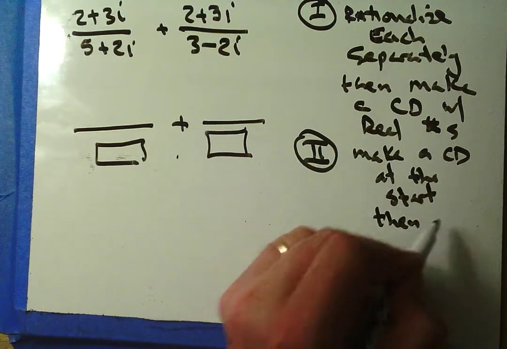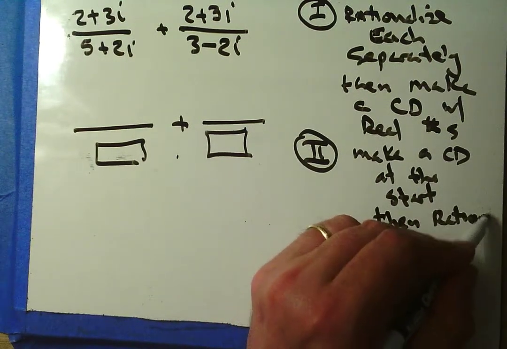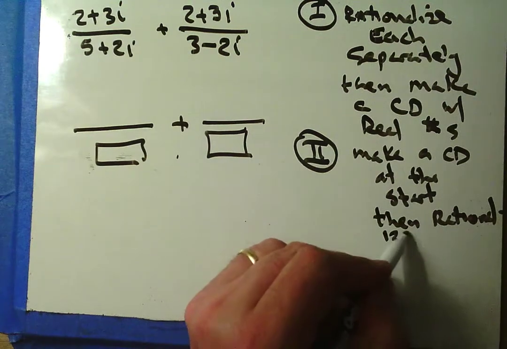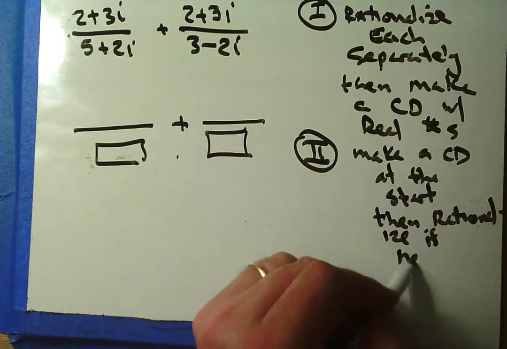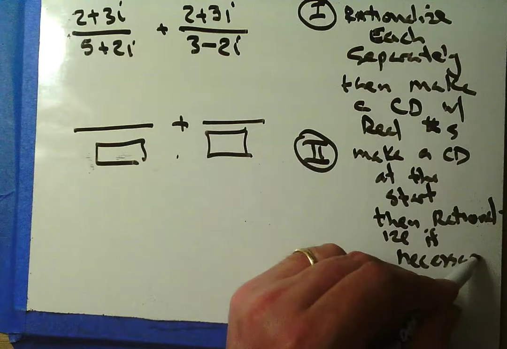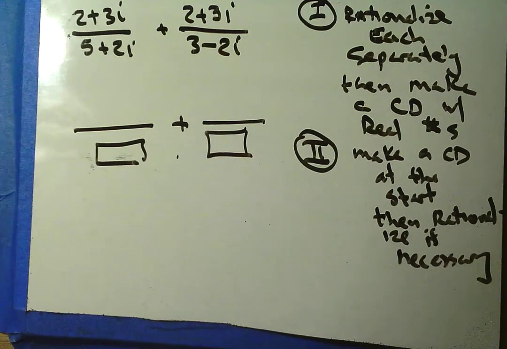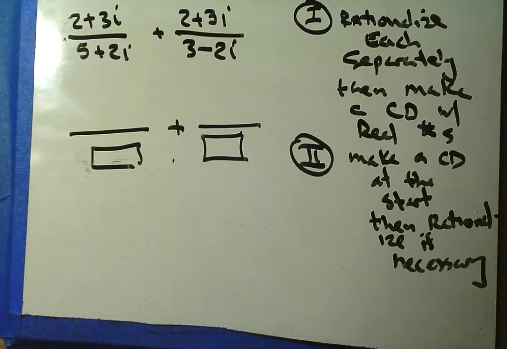Then rationalize if necessary. And maybe we should try both of these methods. Okay. I got 2 boards. We got 2 methods. All right. So let's see which one we like better.